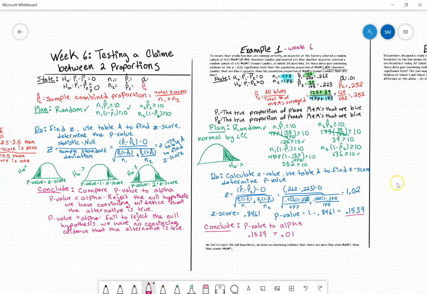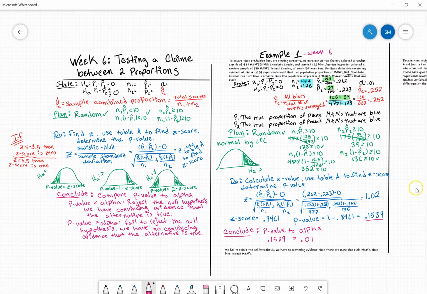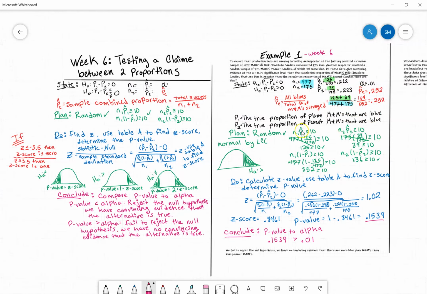In the next video, we're going to talk about how to get all of this information from the beginning from a two-way table, and we're going to do that with another example.